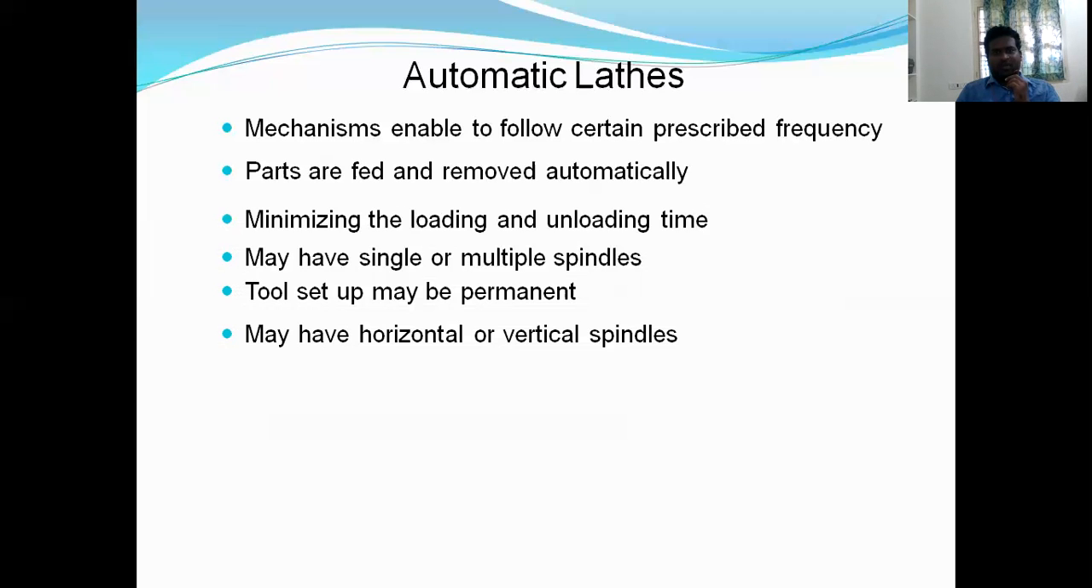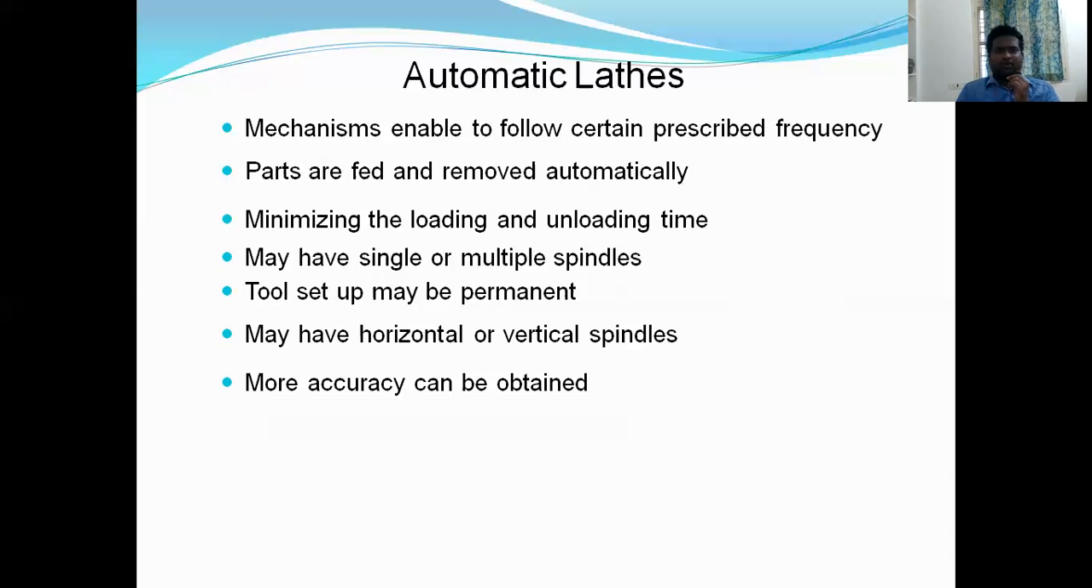At a time, we can do many operations with a single spindle. We fix one job, and with multiple spindles, we can fix two or more jobs at a time, and two or more operations are done at a time. So this is the advantage of doing the operation in an automatic way, right?